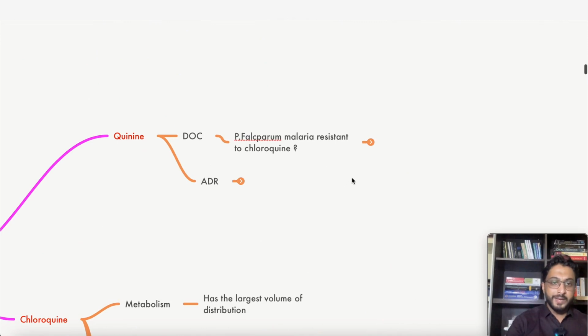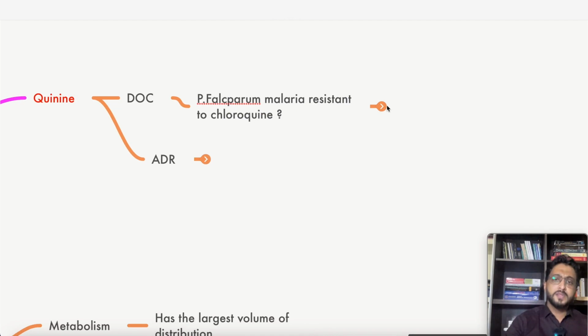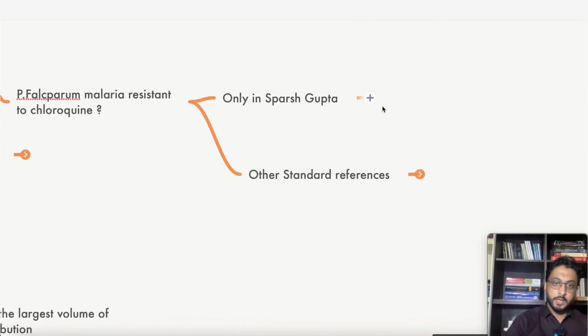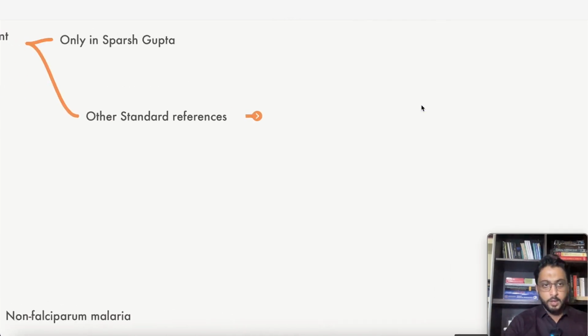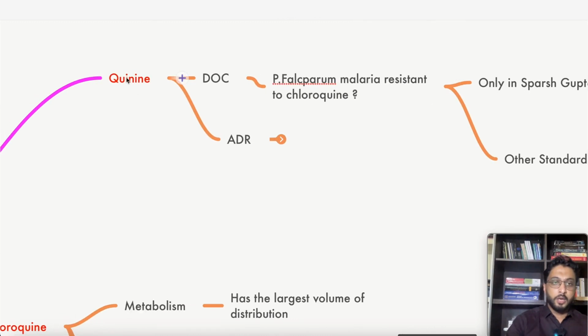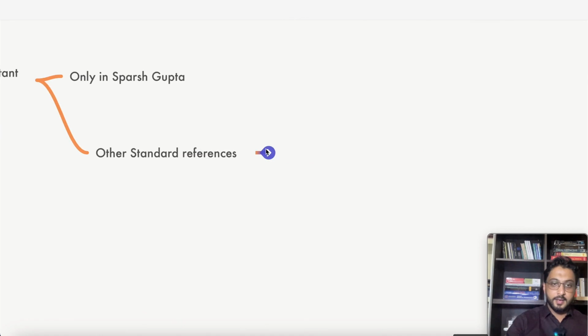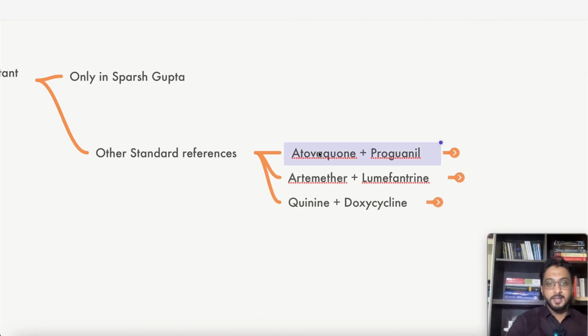Now, if you come to quinine, as I've told you, it's a drug of choice when the falciparum malaria is resistant to chloroquine. You can use quinine. Now, this description is given in Sparsh Gupta, only in Sparsh Gupta. One of your questions which was asked for your NEET MDS had an option called quinine, but the actual answer given was this one.